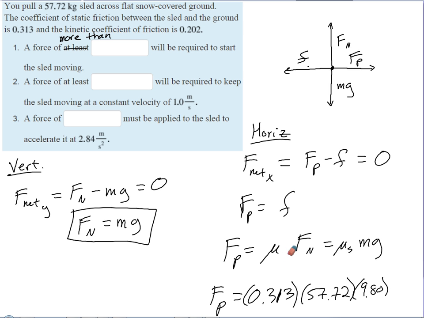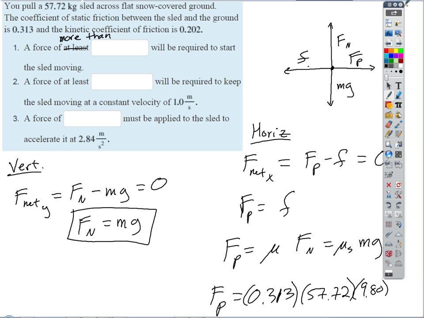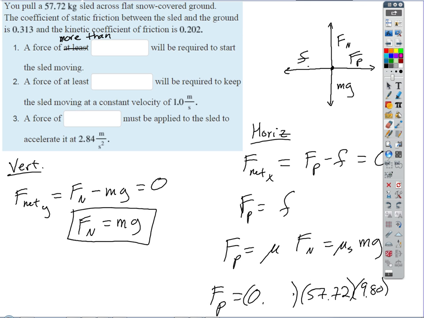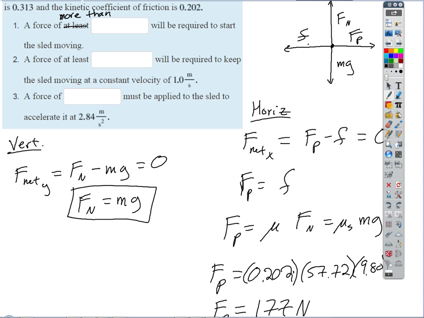Agreed? We're just pulling this thing, so the pulling force is exactly equal to the kinetic frictional force, because the ma is 0. All I have to do to get this answer is make one little change. Instead of the static coefficient of friction, we want the kinetic coefficient of friction, which is 0.202. And that's all you have to do for the second part. Everything else is the same. Vertically nothing has changed, so we still know that the normal force equals mg.